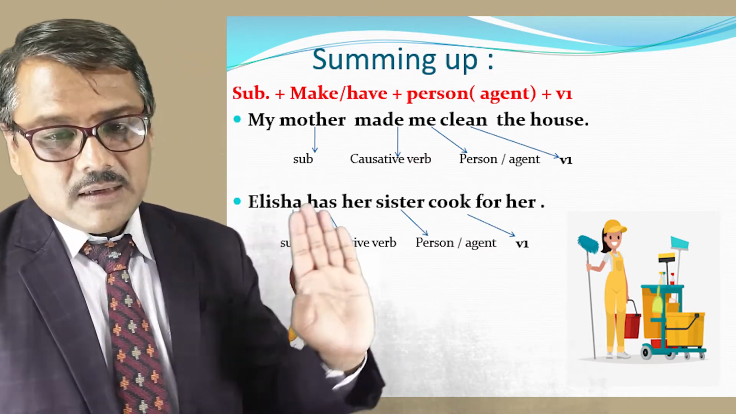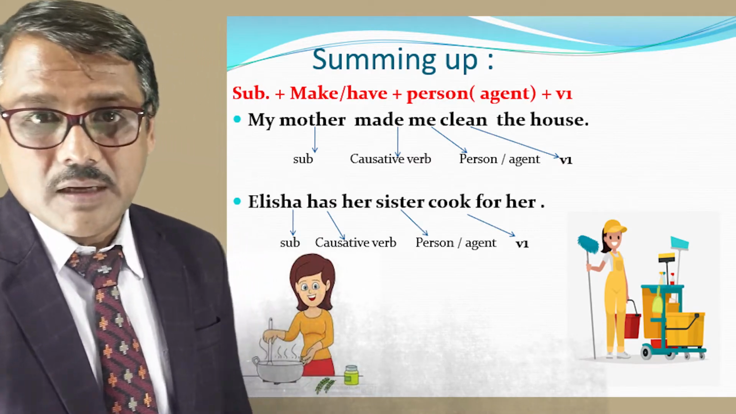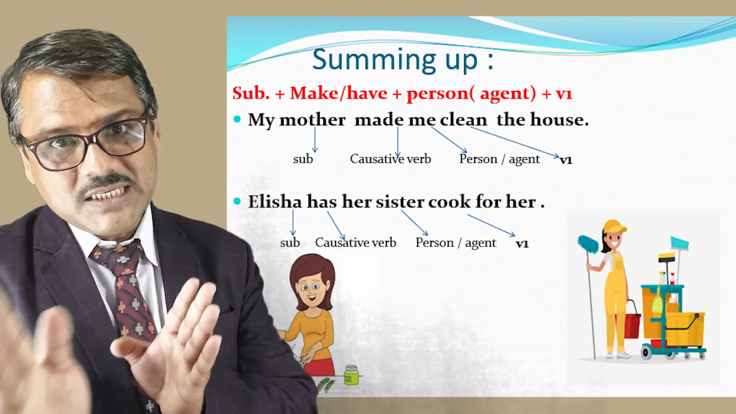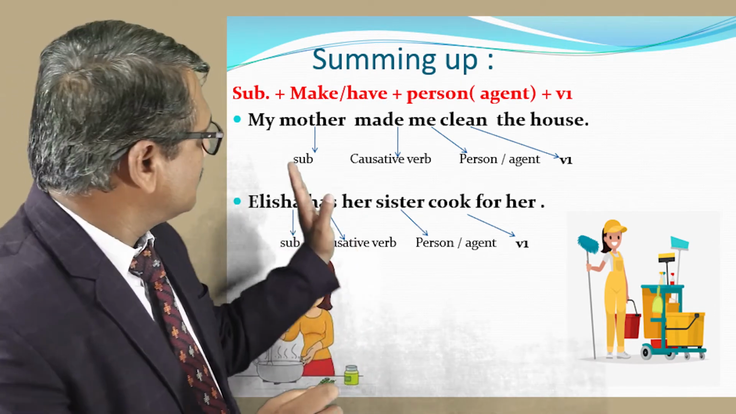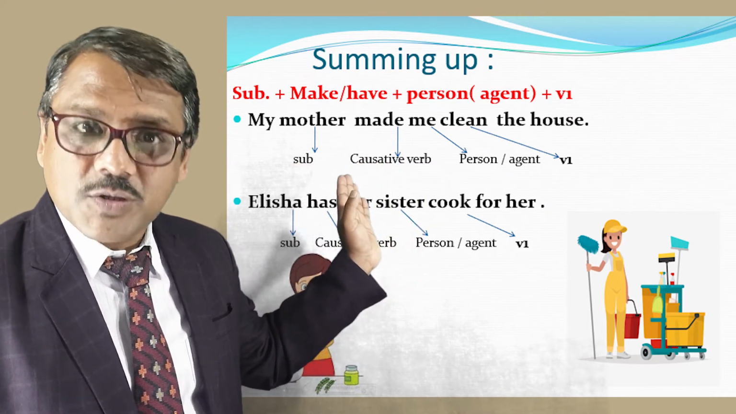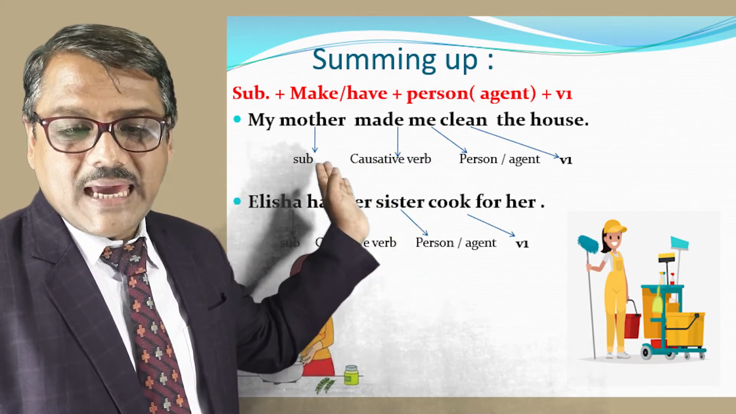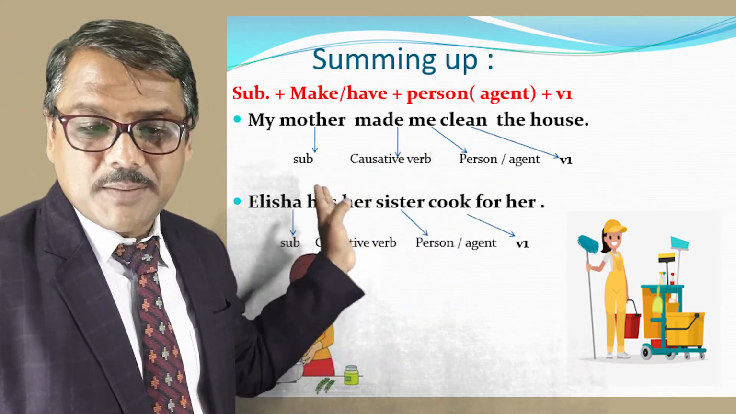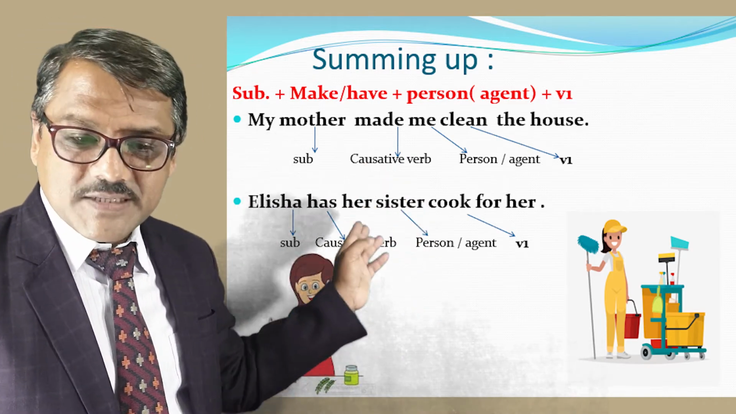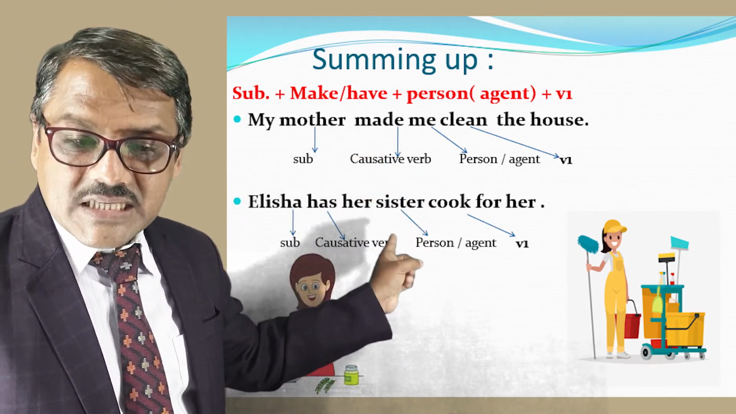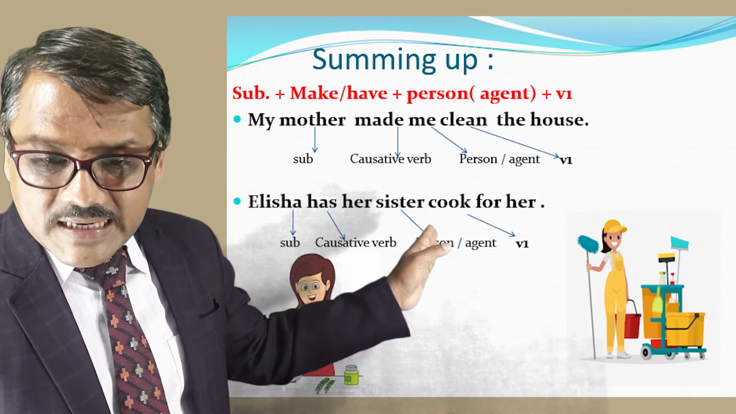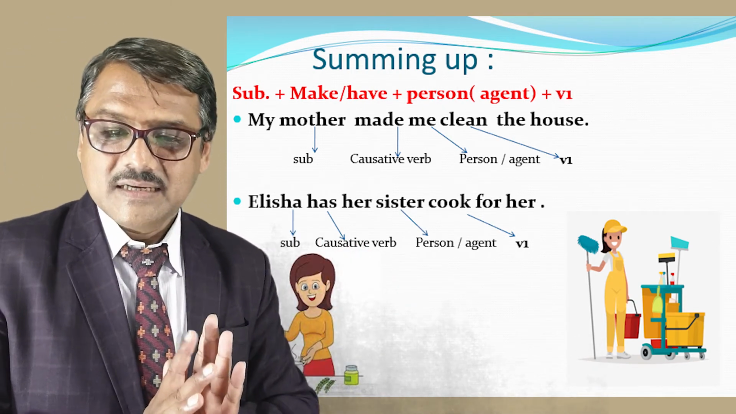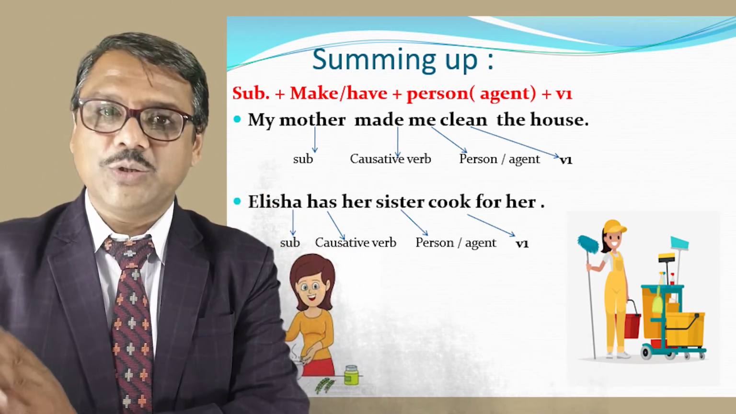Here, the first structure we read today is: subject make/have, person agent plus B1. This is the basic structure you can get in your book too. Subject make/have plus agent plus verb 1, base form of the verb. The example is: my mother made me clean the house. My mother is the subject, made is the causative verb, me is the person, and clean is verb 1, the base form of the verb.